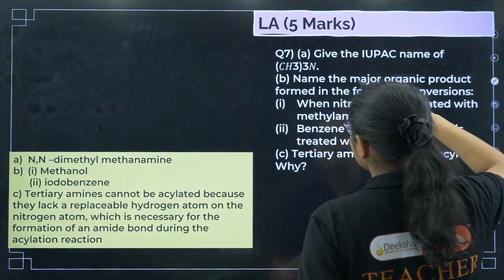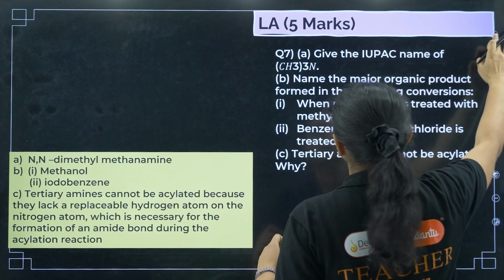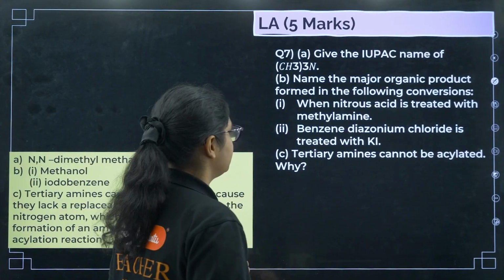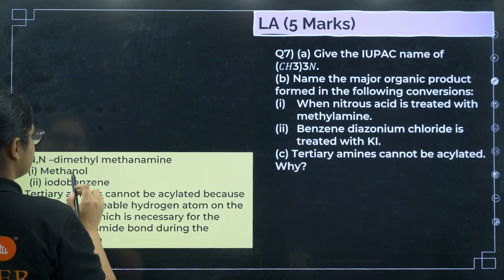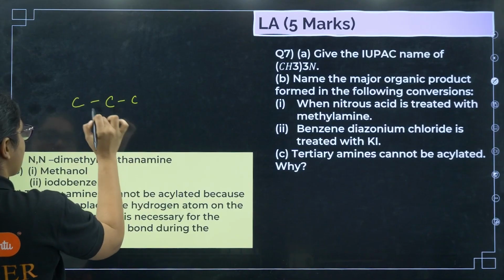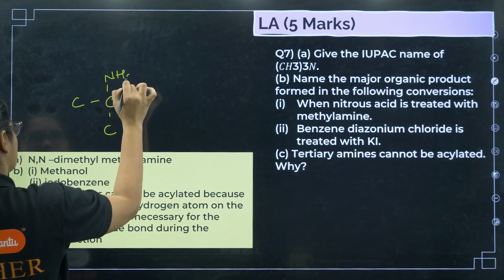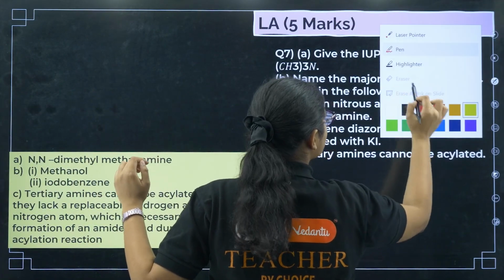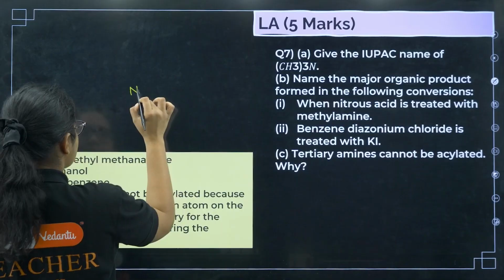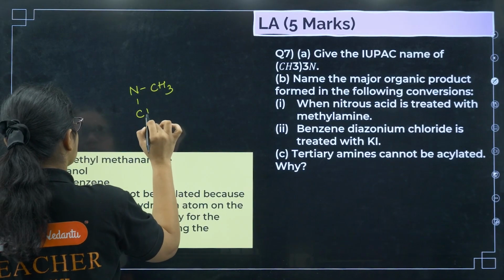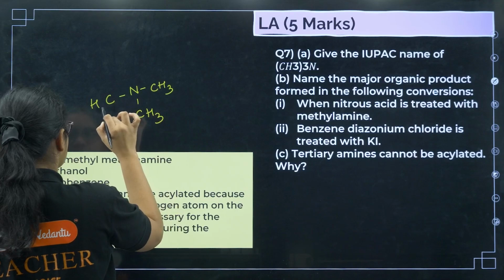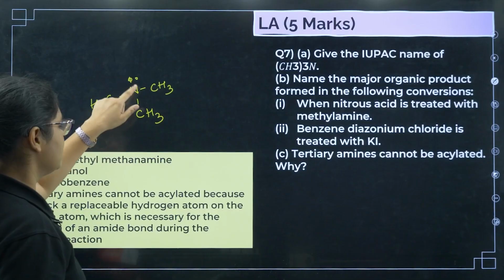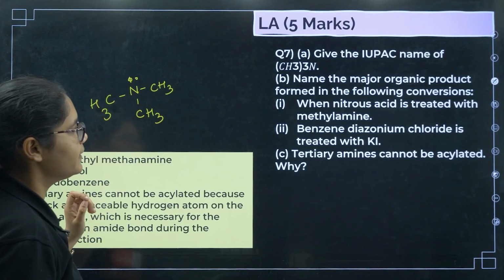Next, give the IUPAC name of this one. Okay, just a minute, sorry. We have CH3, so if I have N,N-dimethyl, it is like this. Okay, so it is N,N-dimethylmethanamine, N,N-dimethylmethanamine. Okay, that's the first thing.